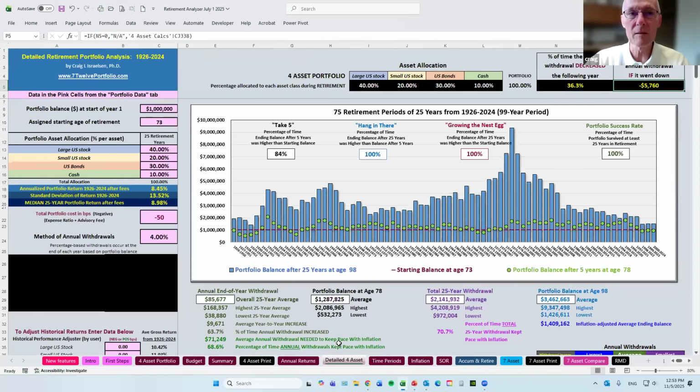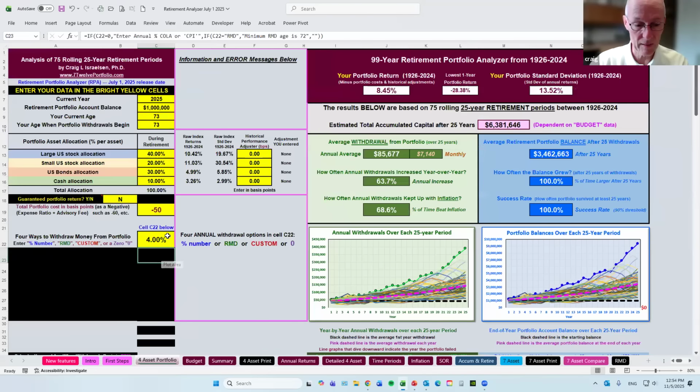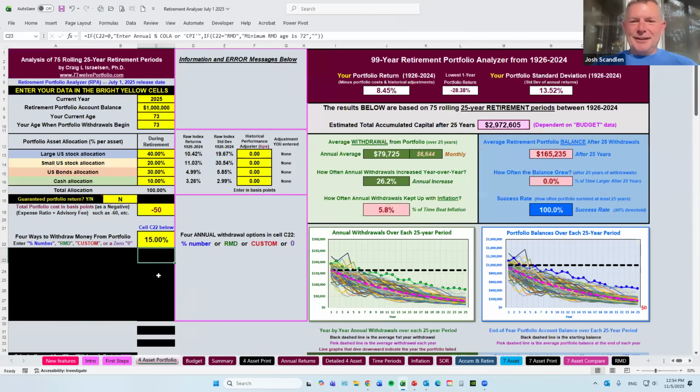So what is the reason then to do that? Well, the reason is a percentage-based system of withdrawals will not kill a portfolio unless it's ridiculous. And let me show you what ridiculous looks like. 15%. So a 15% withdrawal rate, yeah, all the portfolios are still alive. You have a 100% success rate.